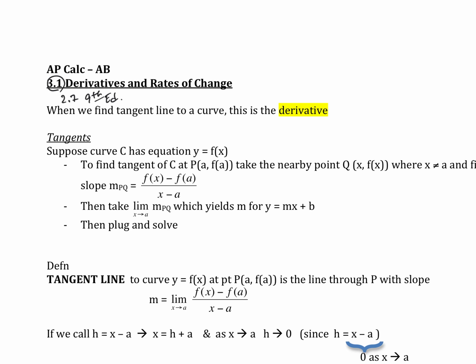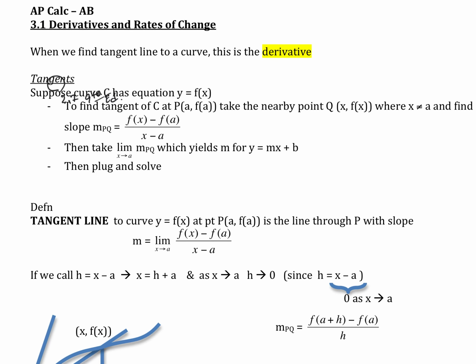So, let's go back to that process when we had to find a tangent line. Suppose we had some curve here, and I had a point P and a point Q, and we needed to bring point Q as close to point P as possible. This process of finding that tangent line is really called the derivative. So we're taking point Q and bringing it as close to P as possible.